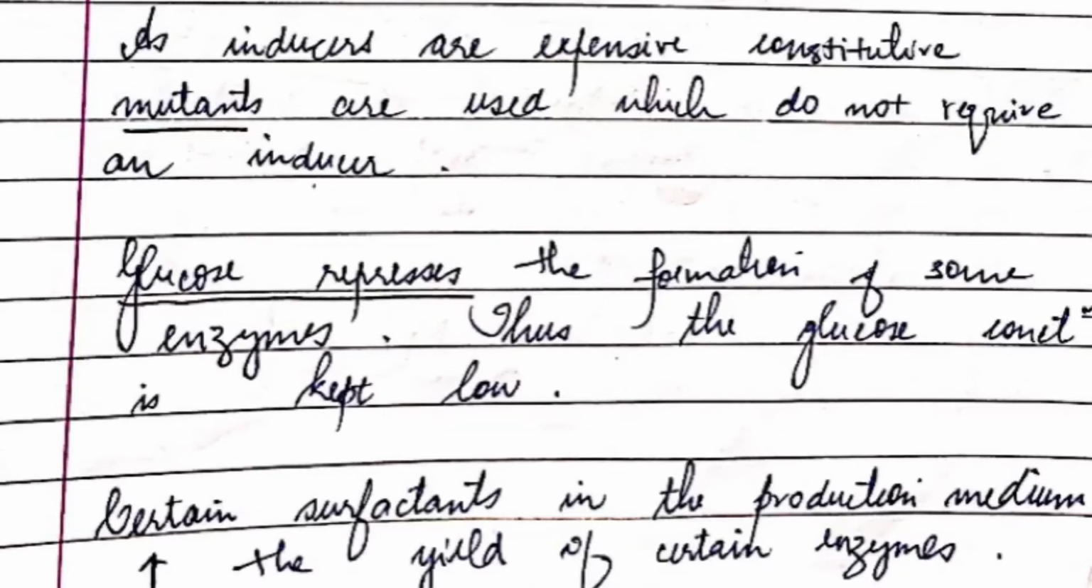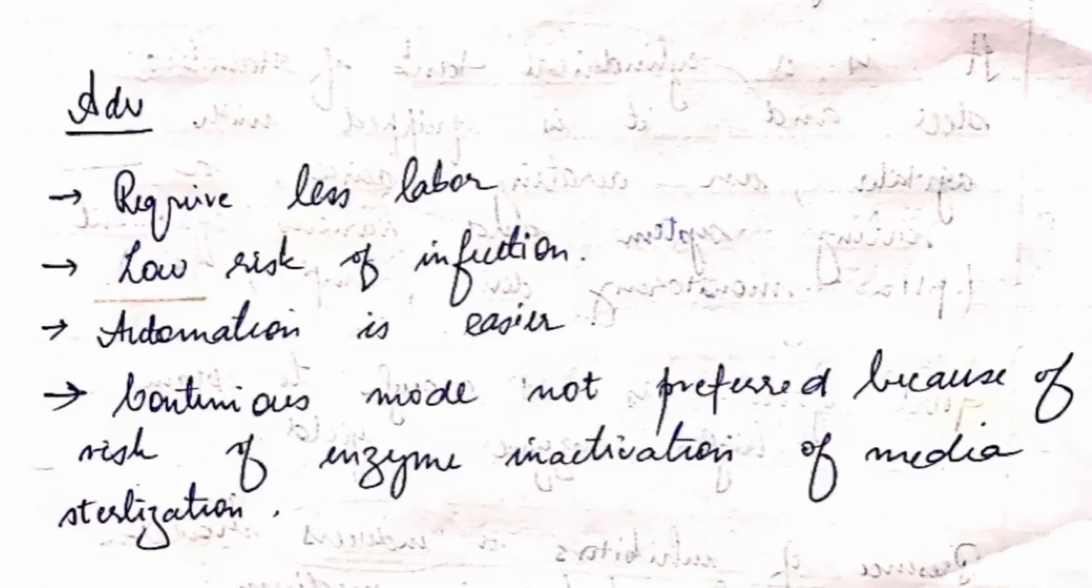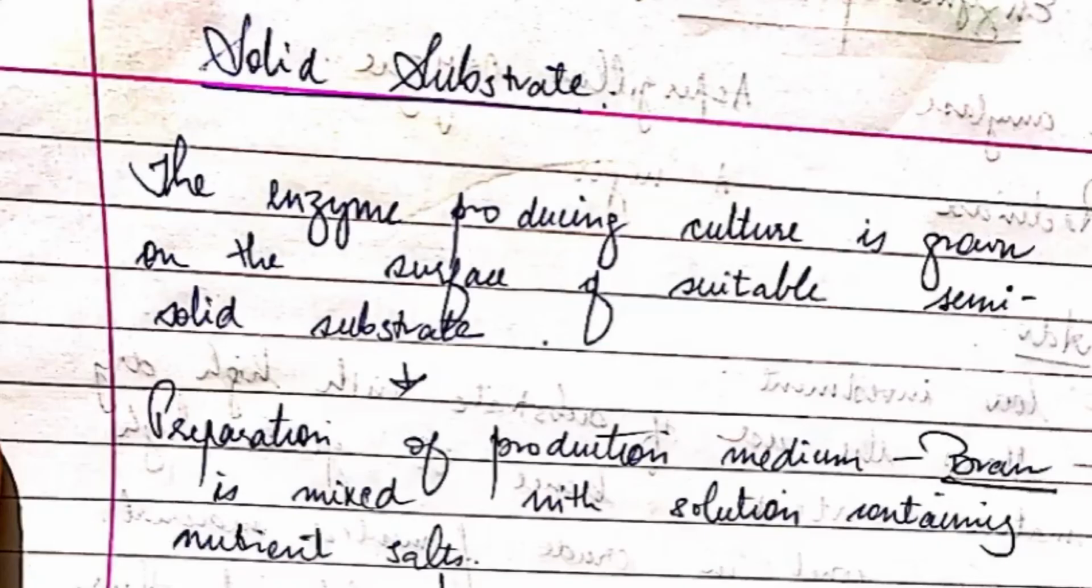Now we will look at some of the advantages of using it. It requires less labor, low risk of infection, automation is easy, and continuous mode is not preferred because of the risk of enzyme inactivation. Now on the other hand, let's look at the solid substrate fermentation.